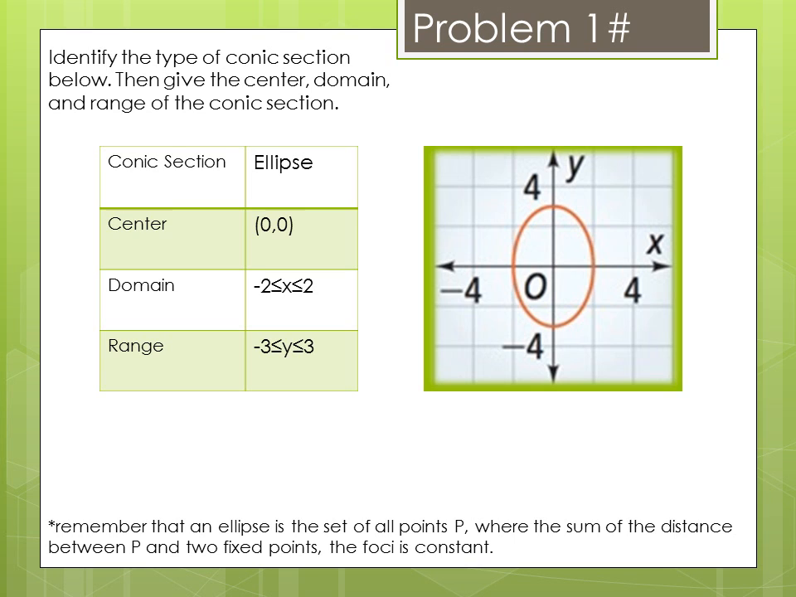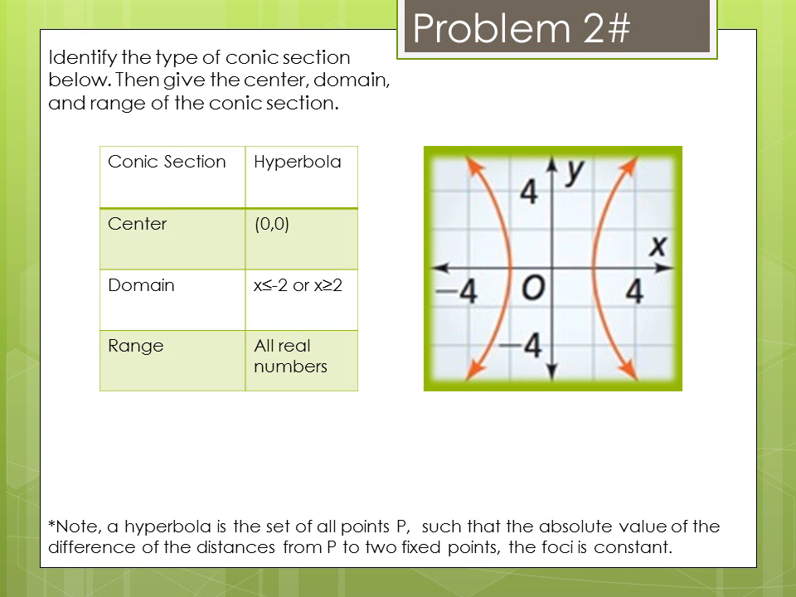it's 0, 0. And then by looking at the vertices, we can tell that its range is going to be -3 is less than or equal to y, and is less than or equal to 3. And for the domain, we can tell that it's going to be -2 is less than or equal to x, and x is less than or equal to 2.